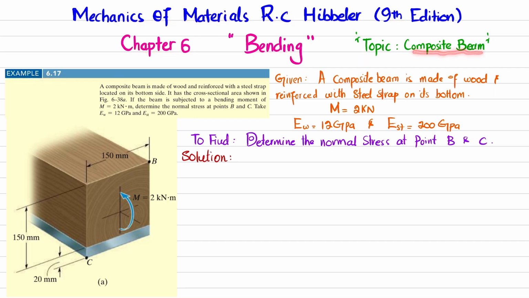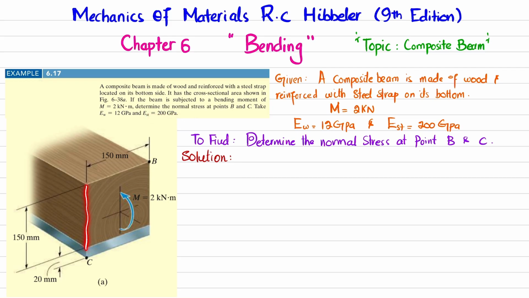So the statement is: a composite beam is made of wood and reinforced with a steel strap located on its bottom side. It has the cross-section shown in this figure. If the beam is subjected to a bending moment of 2 kN·m, determine the normal stress at points B and C. Take E of wood as 12 gigapascal and E of steel as 200 gigapascal.